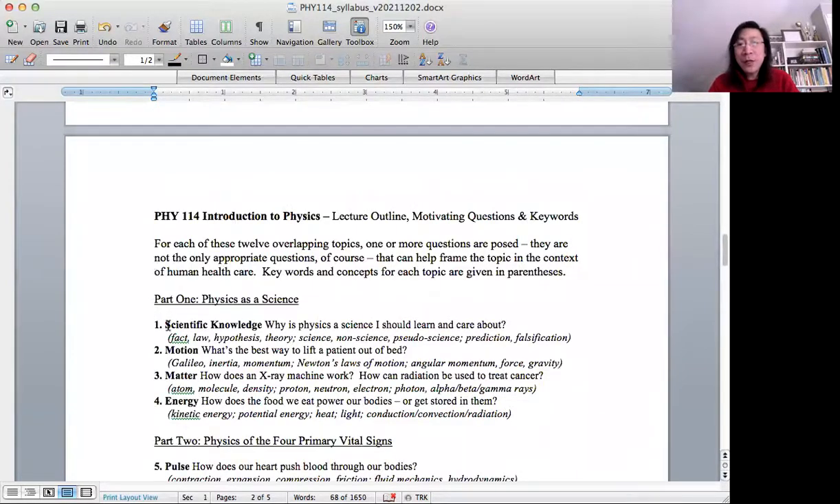Notice that with every topic, there are questions. Use these questions as milestones or key points on the map of the course. Why is physics a science I should learn and care about? I am a nurse, or I'm going to be a nurse, or I want to be a nurse. What is the point of physics? That's what we're going to talk about for the rest of this video, lecture 1.